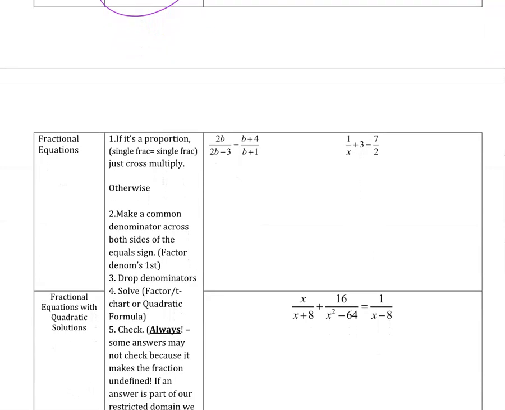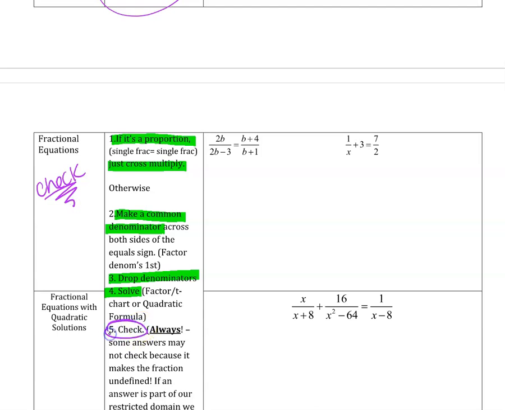Fractional equations. If it's a proportion, we will just cross multiply. Otherwise, we will make a common denominator across both sides of the equal sign, drop the denominators, and then solve. Now you got to make sure when you're solving these that we check our answers because we don't want anything to go undefined. So that's what this is coming from. It's step 5, so just be aware.